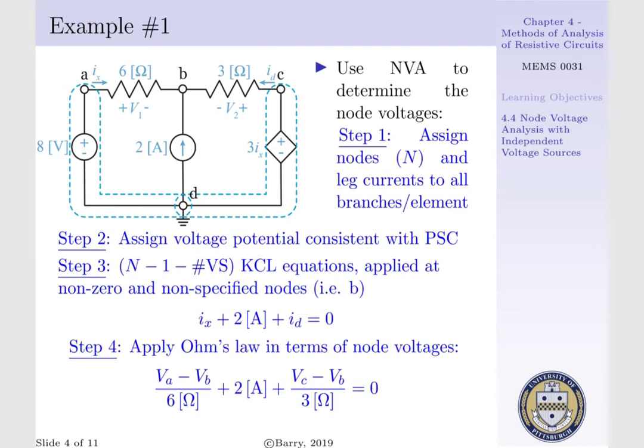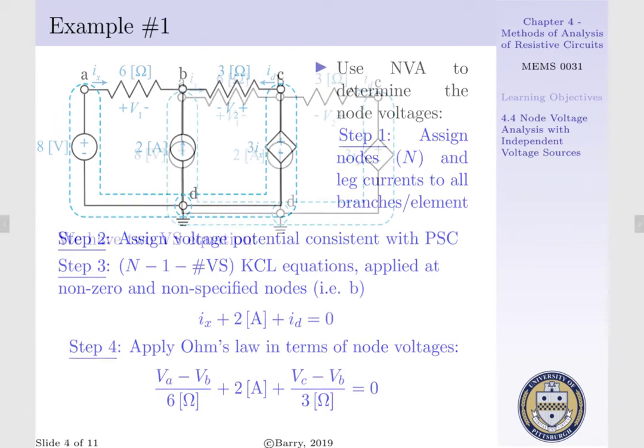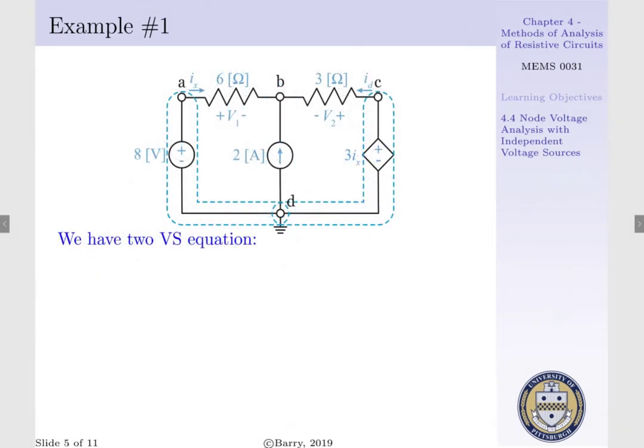We have one equation and 3 unknowns. The other 2 equations are going to come from our independent and dependent voltage sources. We have 2 voltage source equations that will provide the additional equations needed to solve for unknowns. Starting with our independent voltage source, we have 8 volts is equal to VA minus VD, where VD is equal to ground. Thus, our node voltage at A is equal to 8 volts.